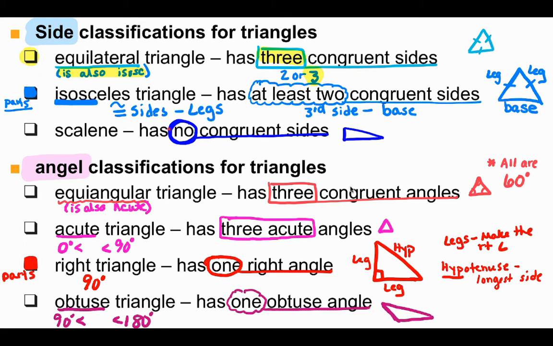If there are no congruent sides, then we call our triangle scalene. Scalene triangles have a small, medium, and large side. None of them are the same.